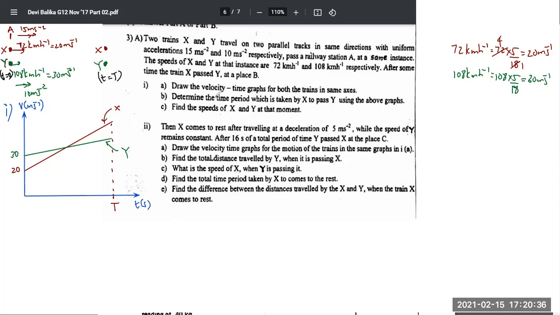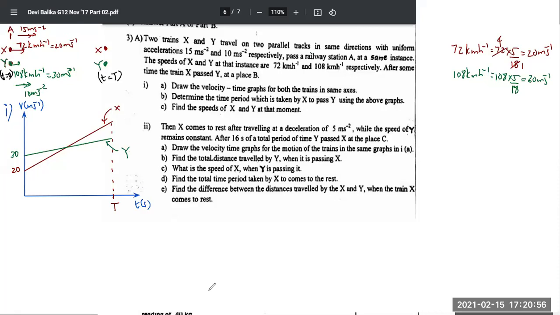Yeah, this is the graph done. Determine the time period which is taken by x to pass y using the above graphs. So we have to find out the time taken for them to pass. Find the speeds of x and y at that moment. Okay, good. Now, this is what we are supposed to find out.